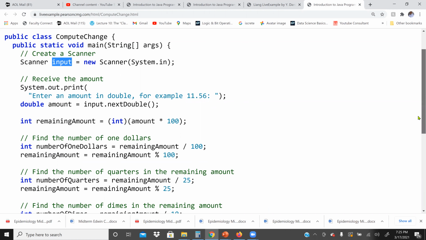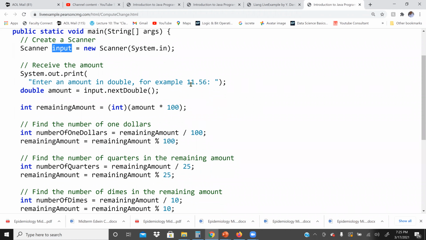So after the user entered the amount, we want to convert the whole amount to cents. So we multiply the amount by 100 and we change the decimal to int. So if the user entered 11.56, it will be 1,156 cents, and that will go to the variable remaining amount. Now, since now we know all the amount is in cents, the highest bill will be dollars. So we want to know how many dollars we get.